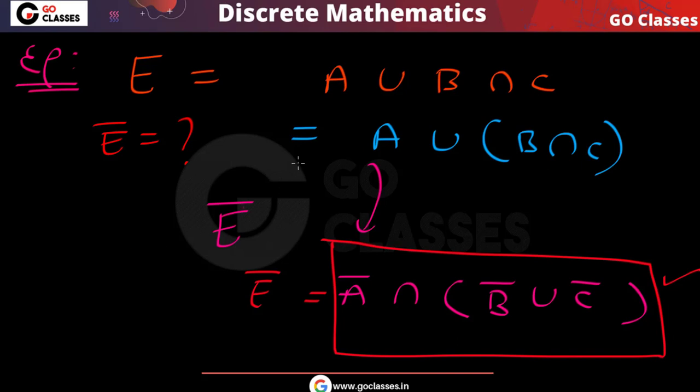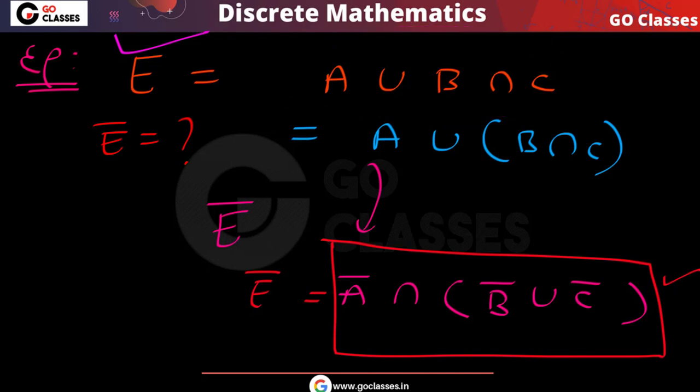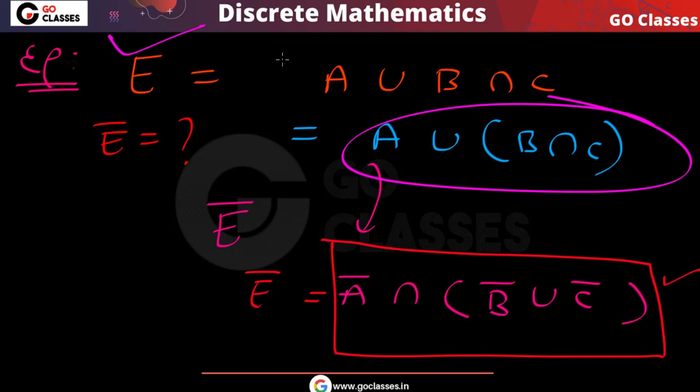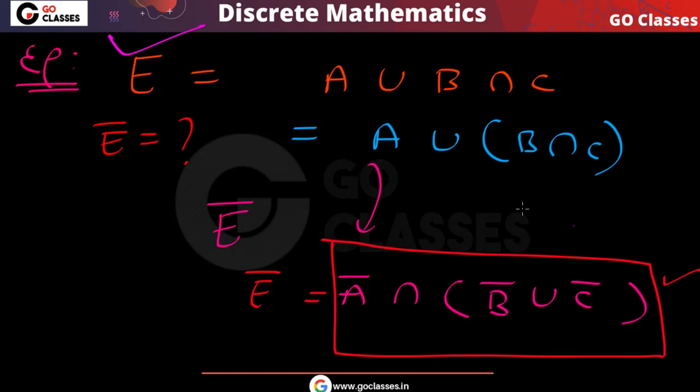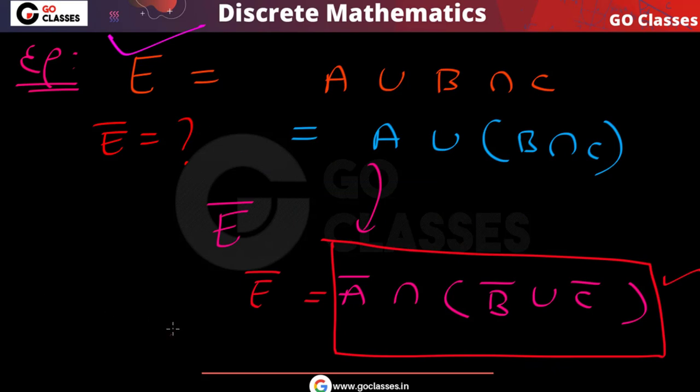Remember, first you understand the expression. This is the given expression. Before you find E complement, you must understand E, and this is E. Now you can find the E complement, so the answer will be this. Don't make this mistake. If I give you this expression, don't blindly find E complement. Before finding E complement, just understand what this E is.